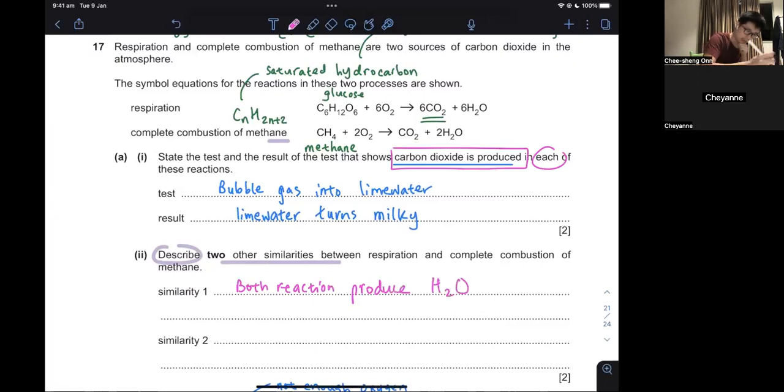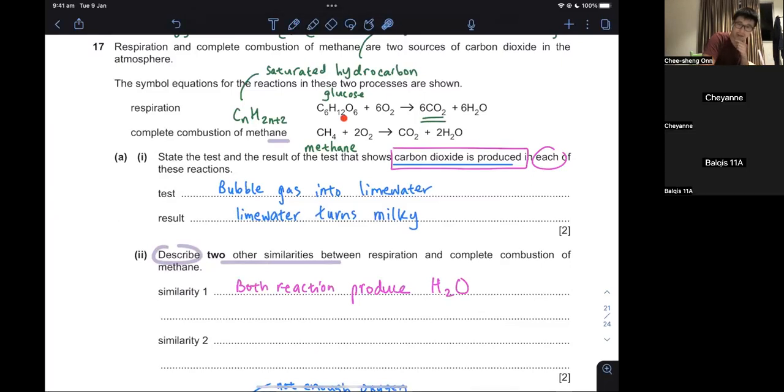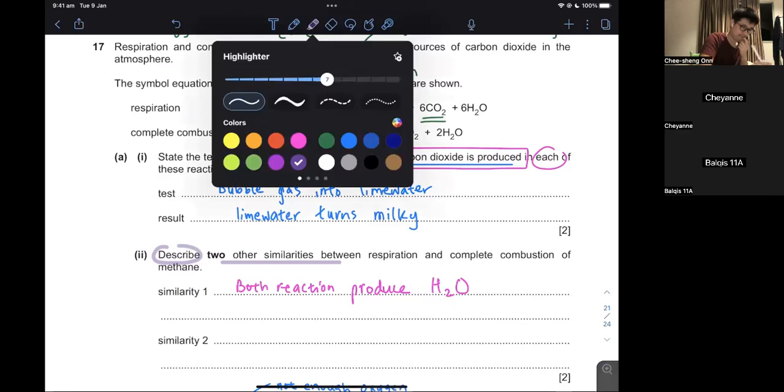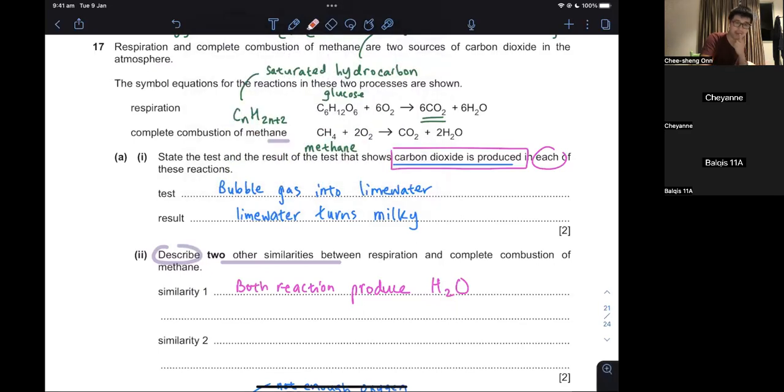Both cause global warming? Not really, because this is sugar. Sugar doesn't cause global warming. I think you should look on the left-hand side. What do both react with? You see what do they react with? Do you see the plus 6O2? Do you see the plus 2O2?